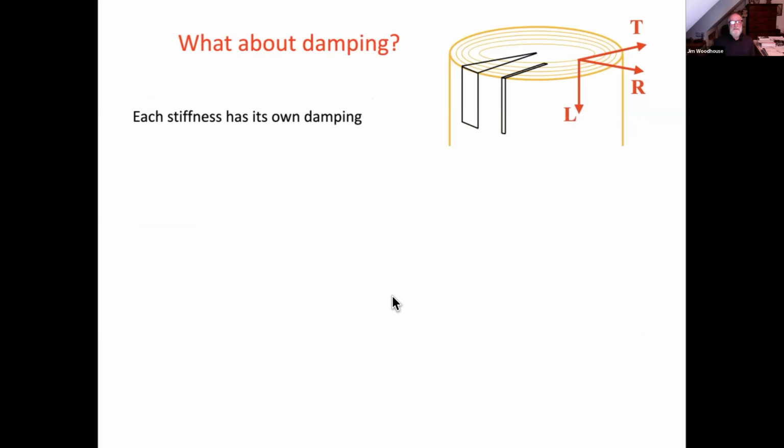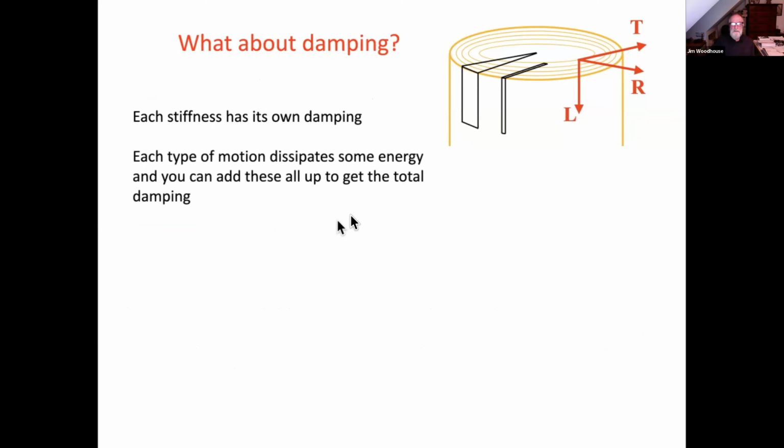Final technical topic in this talk. I've talked about stiffness. What about damping? Damping is also important. And I'm just going to give you the short answer to that and not go into this in any great detail. But each of those stiffnesses that I talked about earlier has associated with it a measure of damping. And that's because each of the types of motion, cross-grain bending, long grain bending, twisting, well, there is energy dissipation associated with each of those types of motion.